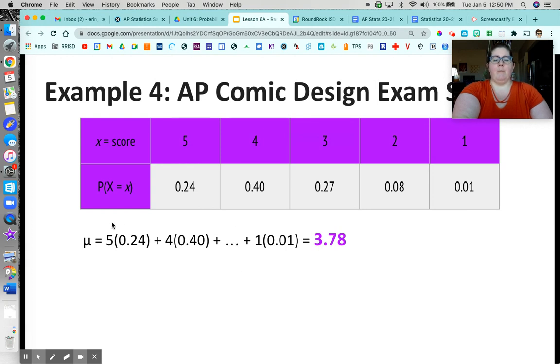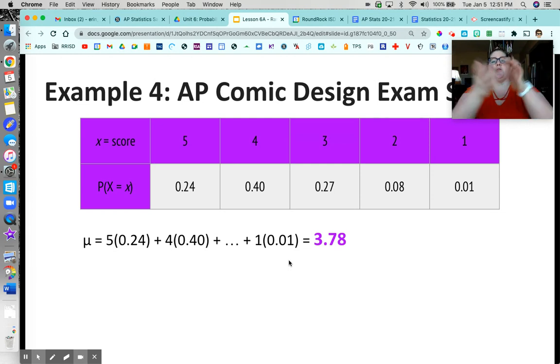By the way, doing something like this on an AP exam is appropriate if it's a really long formula and you don't want to write all of it out, but you still have to show your work to show that you understand what the formula is. This is one way to do it: do the first option, maybe the second, do a little ..., and then do the last option. So 5 times 0.24, 4 times 0.24, 3 times 0.27, 2 times 0.08, 1 times 0.01. Add those all together, we get 3.78. So that is the average score on this exam.